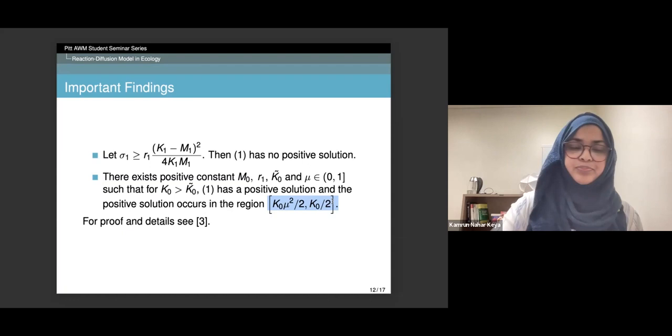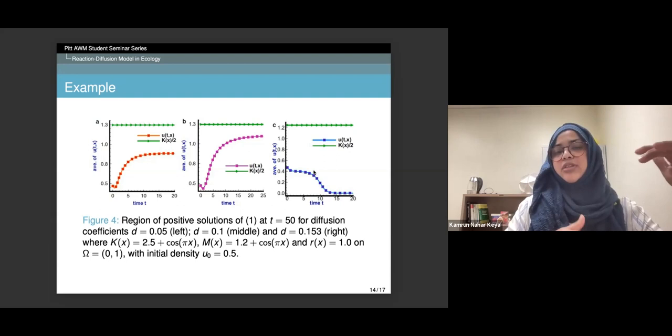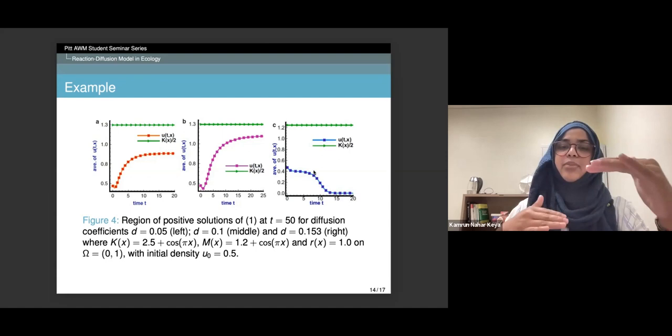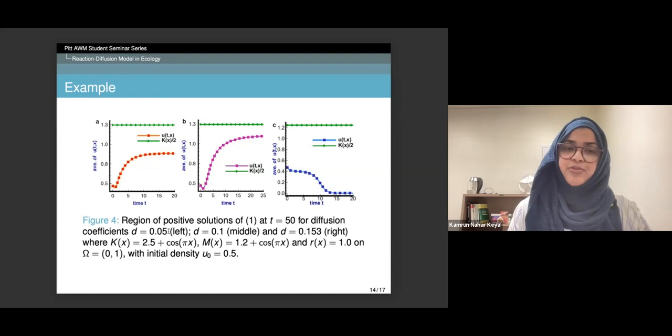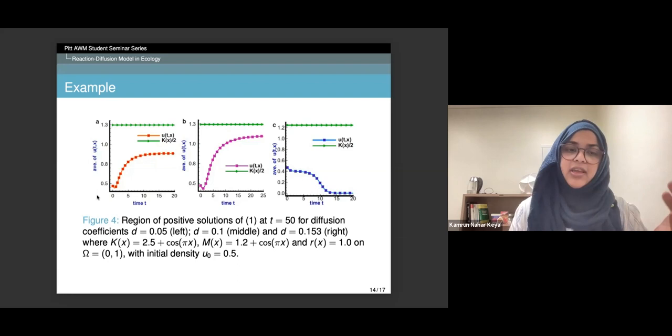So this is our same interval of the domain, 0 to 1, and we make sure that all three kinds of diffusion have the same boundary, so we can really view whether the solutions are in the boundary or not. For the first case, where diffusion was 0.05, the solution does exist from 0 to 1.3. 1.3 is actually K over 2, half of the carrying capacity. The solution does not go outside of the boundary. After time 15 to 16, it is converging to an equilibrium point.